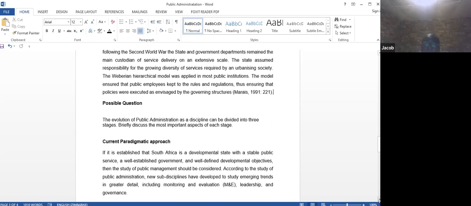So when you are answering a question that says, explain whether South Africa is a developmental state, we are going to explain two sides. The first side supports the points that show that South Africa wants to alleviate the poverty of the people in South Africa. But how are they trying to alleviate the poverty of South Africans?